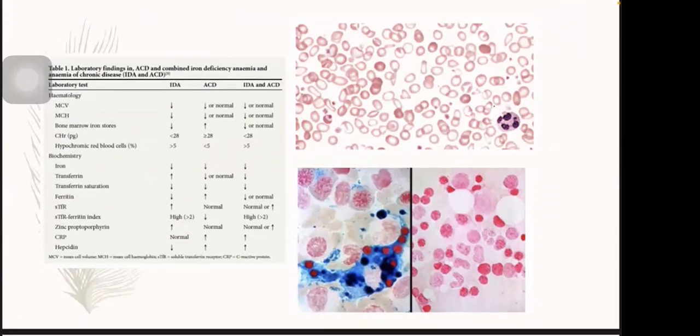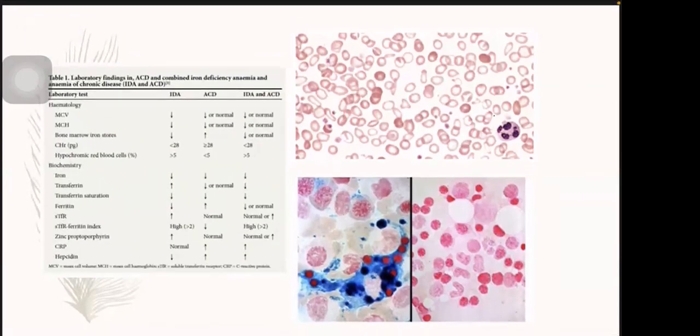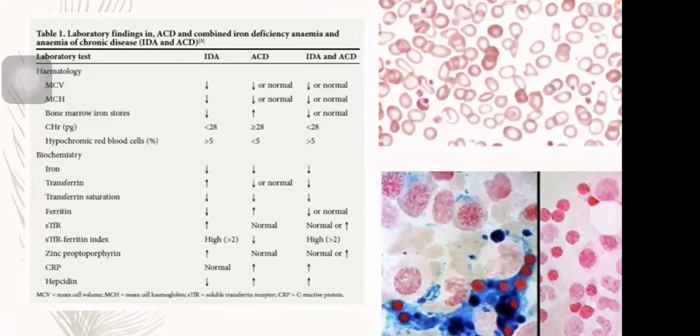So the picture at the bottom, the one on the left is the normal bone marrow aspiration, and the one on the right side is the abnormal bone marrow aspiration. Less bluish indicates there are fewer iron stores in the bone marrow. On the left side are the laboratory findings, comparing iron deficiency and anemia of chronic disease. MCV and MCH are low, and the level of iron and ferritin is also low. And transferrin, which is used to transport the iron, is high because of iron depletion.